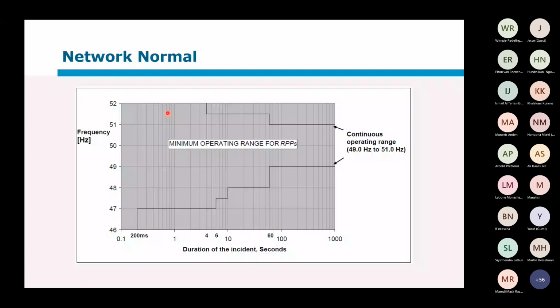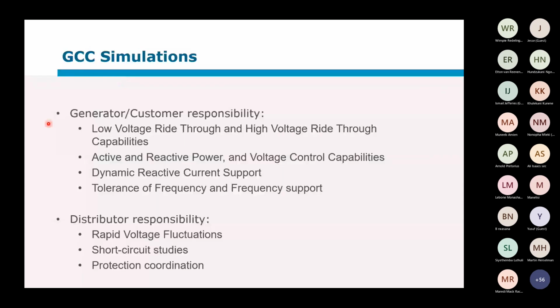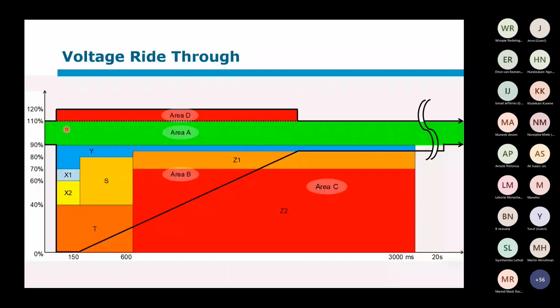So in terms of these simulations, the responsibility of the generator or the customer is to confirm the voltage ride-through requirements. I'll show you. Well, let's go to the graph. For those of you who haven't seen it, category B and C must be able to remain connected if the voltage drops down to 0 at its terminals for up to 150 milliseconds.